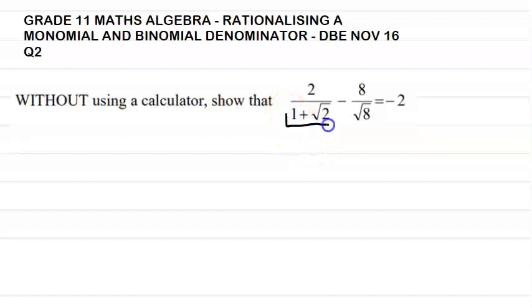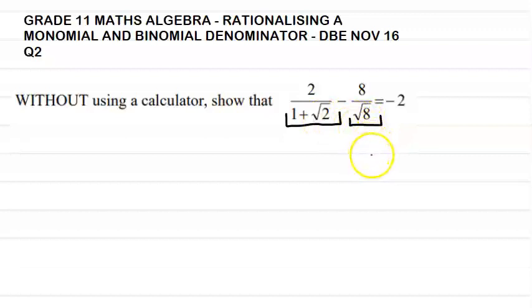Now, this is a binomial denominator. The reason that it's irrational is because we have a surd here in the denominator. Also, here we have a monomial denominator. Monomial means one term. And this is also a surd. Now, remember that a surd is a root that is not perfect.